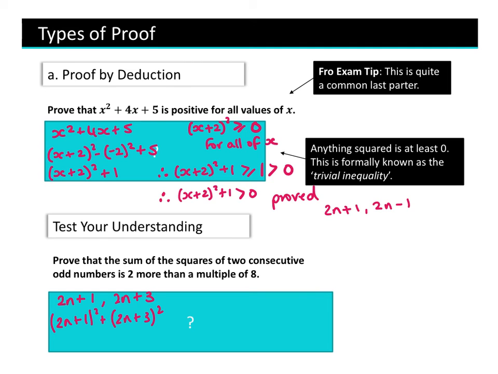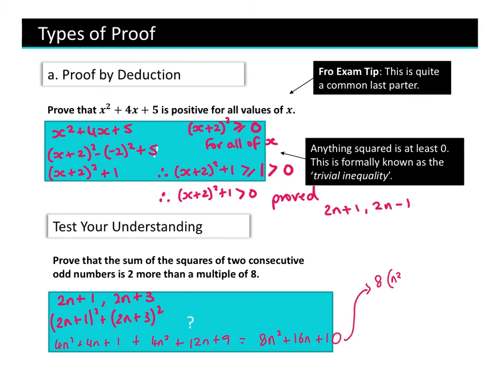Okay. So we're going to get 4n squared plus 4n plus 1 plus 4n squared plus 12n plus 9. This is going to equal 8n squared plus 16n plus 10. And it says it is 2 more than a multiple of 8. So I need to factorise out 8. And if I factorise out 8, I'm going to get n squared.